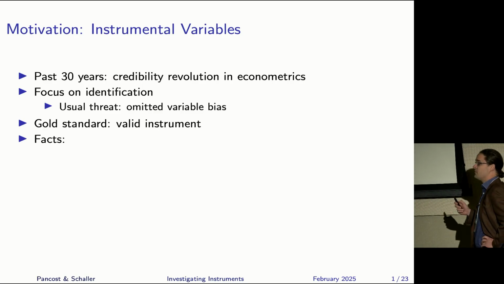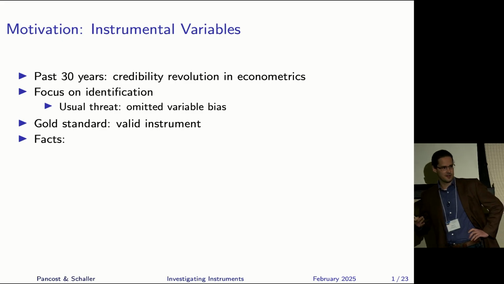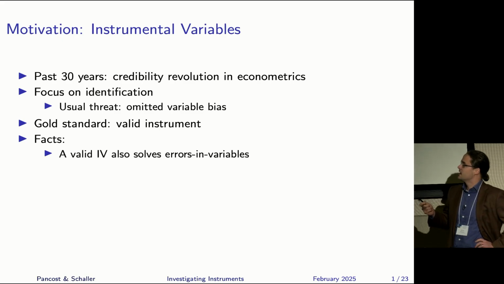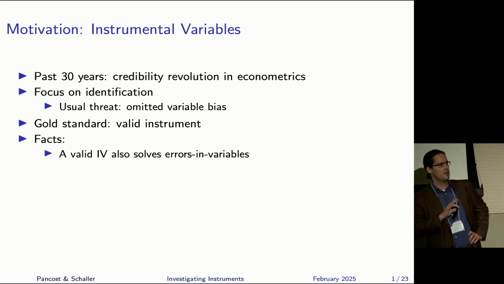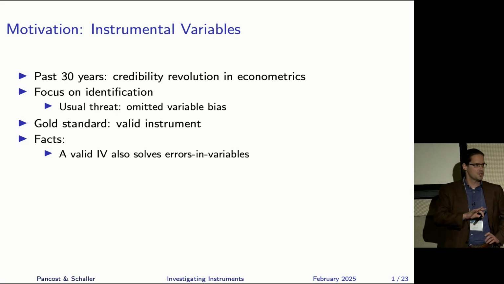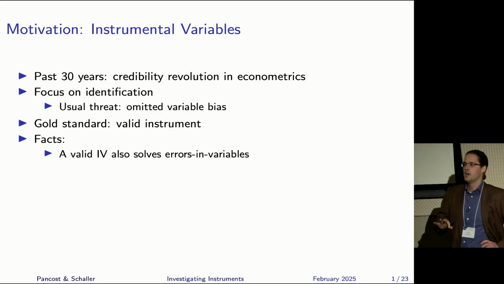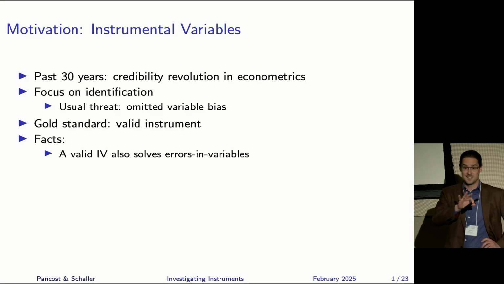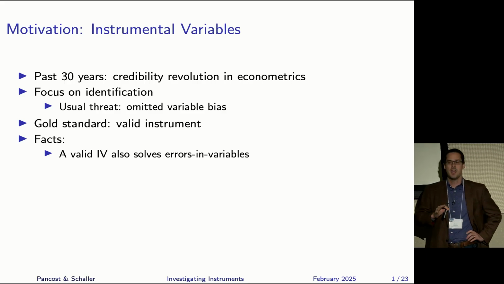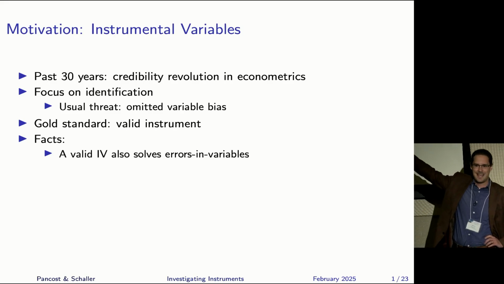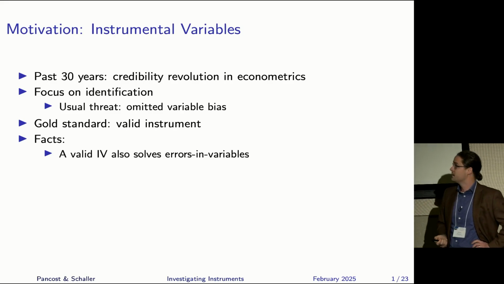All right. Some fun facts about valid instruments that I don't think are necessarily fully appreciated in the literature. First is that if you do have a valid instrument, it also solves an unrelated problem, which is errors in variables. If your endogenous regressor is measured with noise, your valid instrument also deals with the attenuation bias there. If it doesn't, then it's not a valid instrument. And actually, if you look at the intellectual history of instrumental variables, they were invented in the 1940s to deal with errors in variables. It's not until the 1980s that we start using them to deal with omitted variable bias.